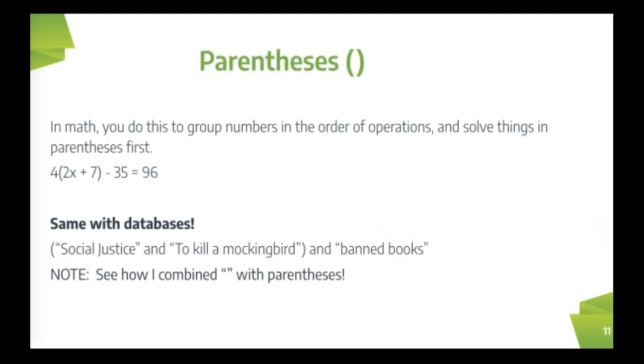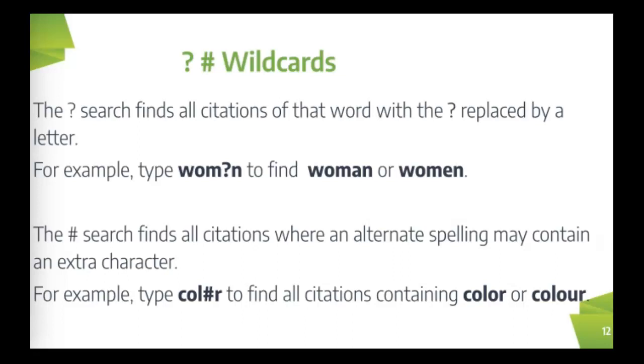Here is as good a place as any to note that you can combine operators and punctuation for advanced searching. Use the wildcard symbols to create searches where there are unknown characters or multiple spellings. The question mark is useful for finding plural noun forms. The pound sign or hashtag is useful when you're wanting to find other spellings of the same word.